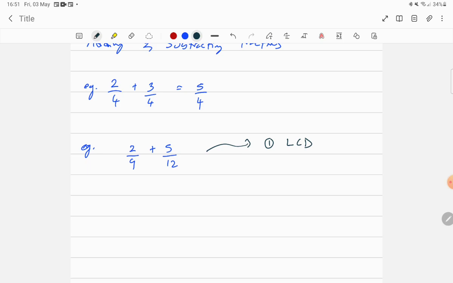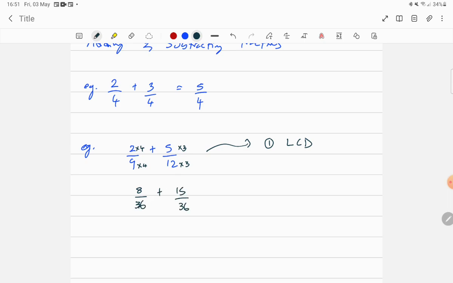So what number can fit into both 9 and 12? So the lowest common multiple between them, and that would be 36. So we times this by 4, times this by 4 to get to 36, times this by 3, times this by 3. And then we should have 8 over 36 plus 15 over 36.